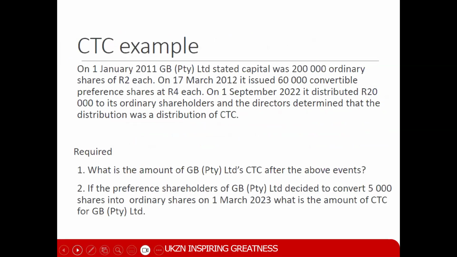All right, we've got an example here. On the 1st of Jan 2011, GP's stated capital was 200,000 ordinary shares of 2 rands each, 400,000 actually in total. On 17 March 2012, it issued 60,000 convertible preference shares at 4 rand each. On 1st Sept 2022, it distributed 20,000 to its ordinary shareholders, and the directors determined that the distribution was a distribution of CTC. Now, as you can see, CTC has been reduced by 20,000.